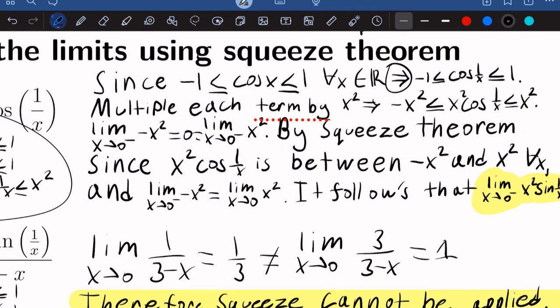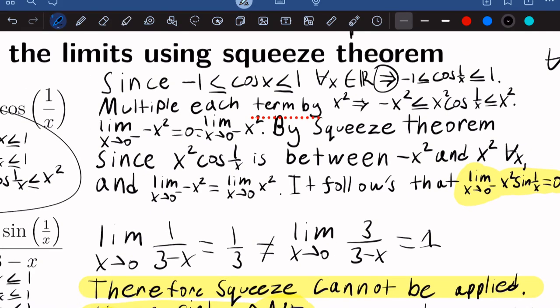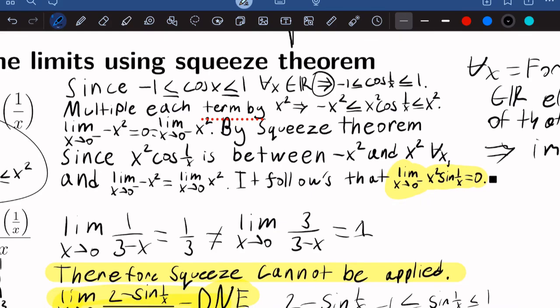So by squeeze theorem, since x squared cosine of 1 over x is between negative x squared and x squared for all x, and the limit as x approaches 0 of negative x squared and x squared are equal, it follows that the limit as x approaches 0 of x squared cosine of 1 over x is equal to 0.